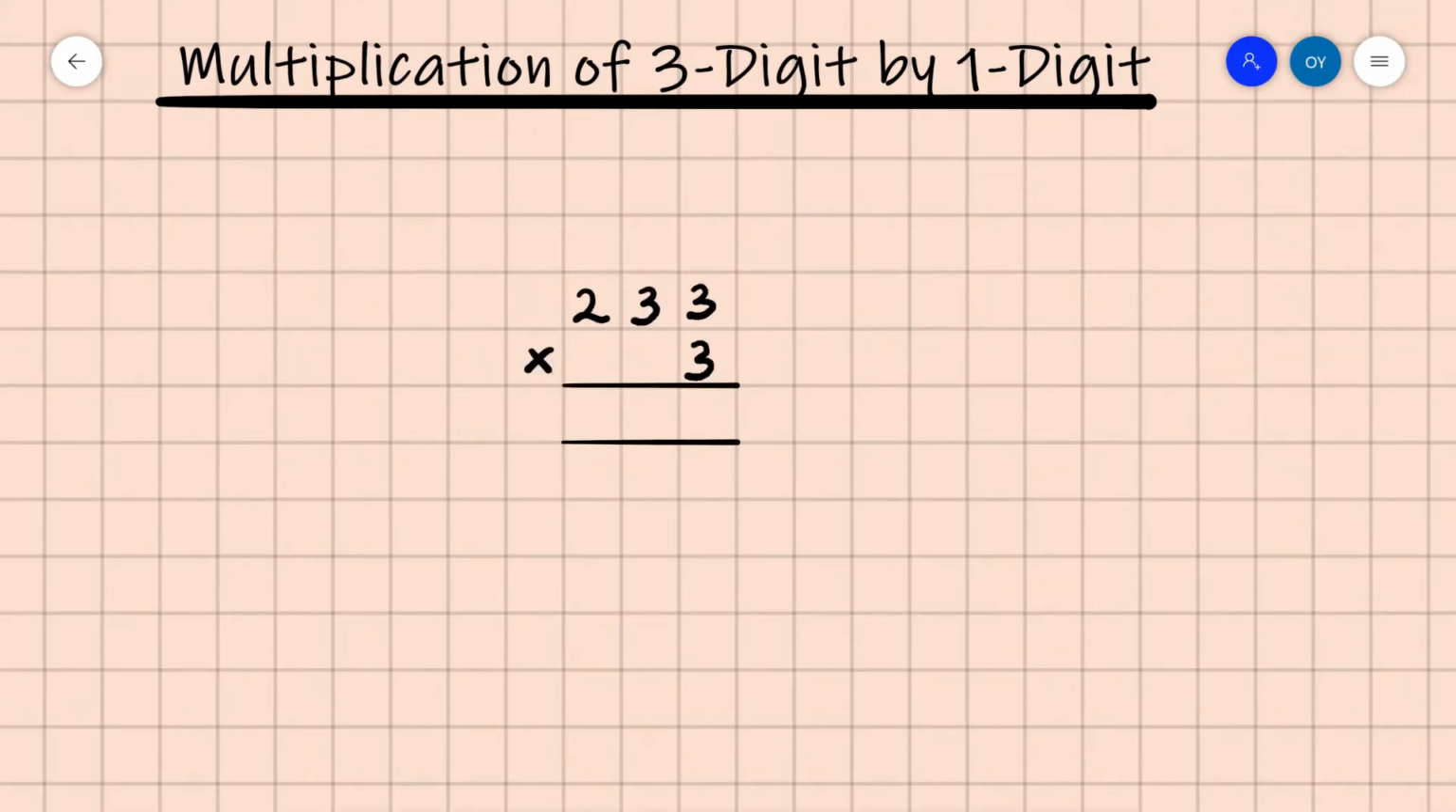The next example is 233 multiplied by 3. 3 times 3 is 9. The next is 3 times 3, and that gives us 9. 3 times 2 is 6. Therefore, 233 multiplied by 3 is 699.